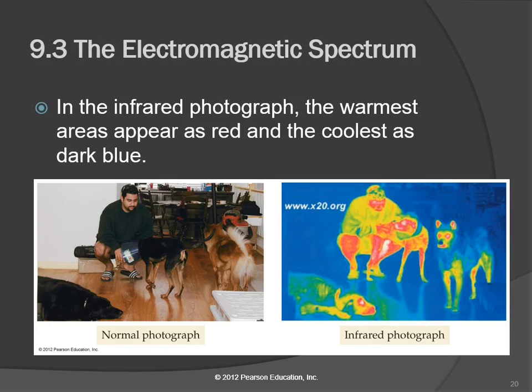Could that be useful if you're trying to find an escaped convict or something who's hiding in the woods? Yeah, it can be really useful. You get a helicopter and you fly over and you're looking for this infrared radiation. And it's hard to hide. Cover yourself in mud. Yeah, or maybe one of those insulated blanket things or something.